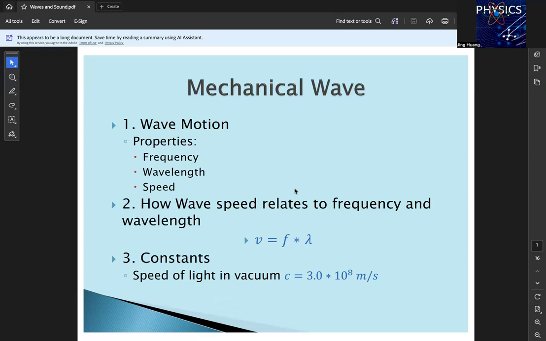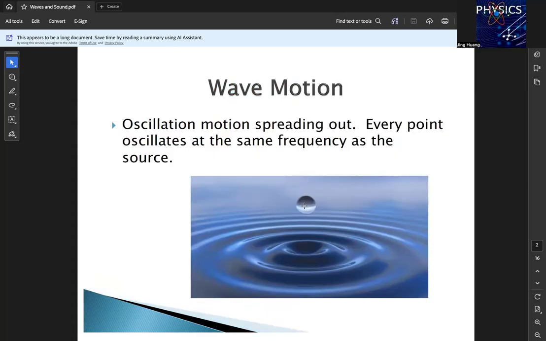Waves have properties that you are expected to know and understand. Just like oscillations, they have frequency and wavelength. What's new about waves is the speed. Speed has a relation that equals frequency multiplied by the wavelength. Every property must be in the SI base unit.